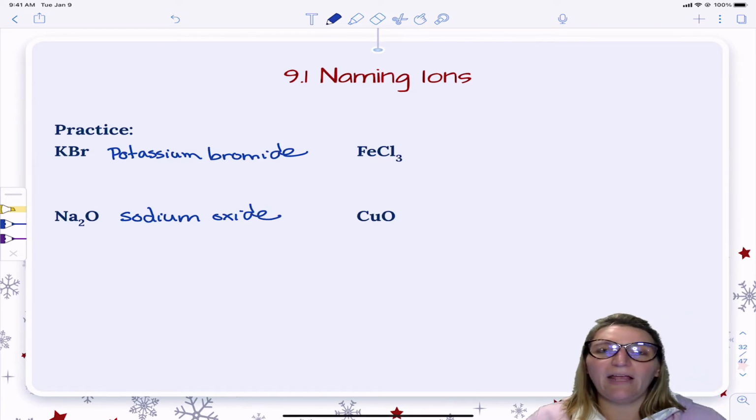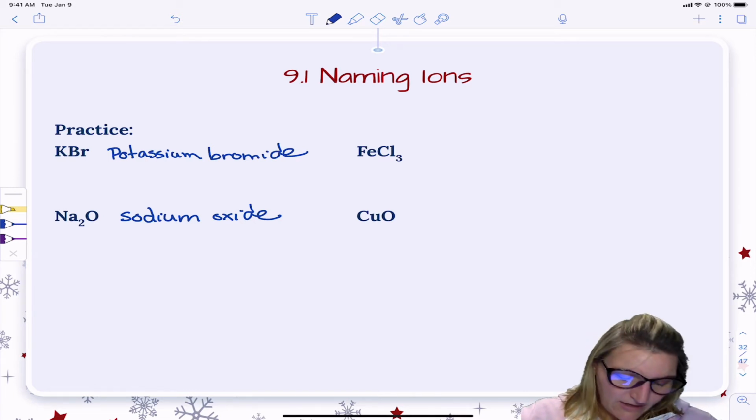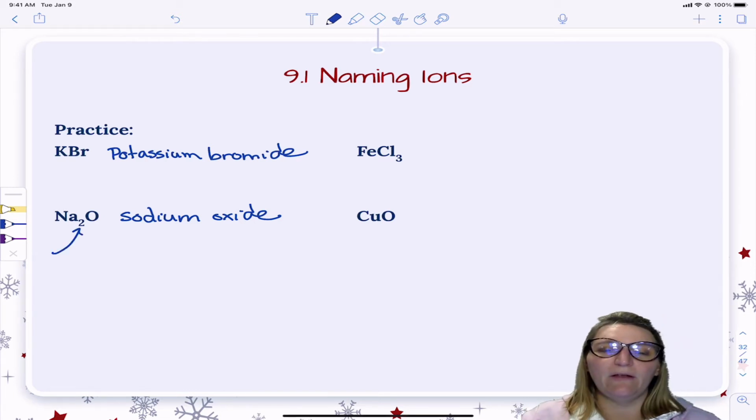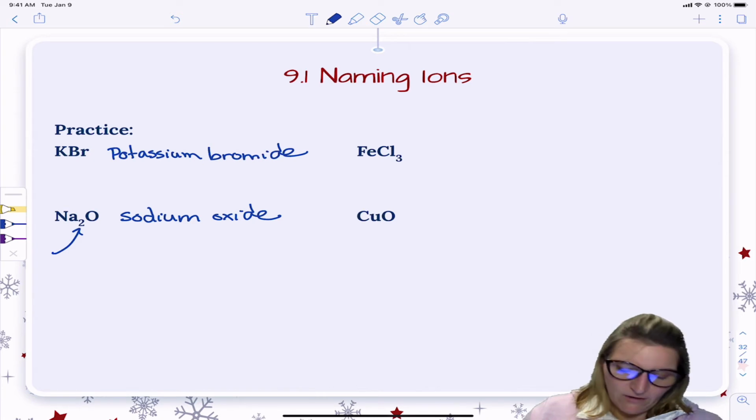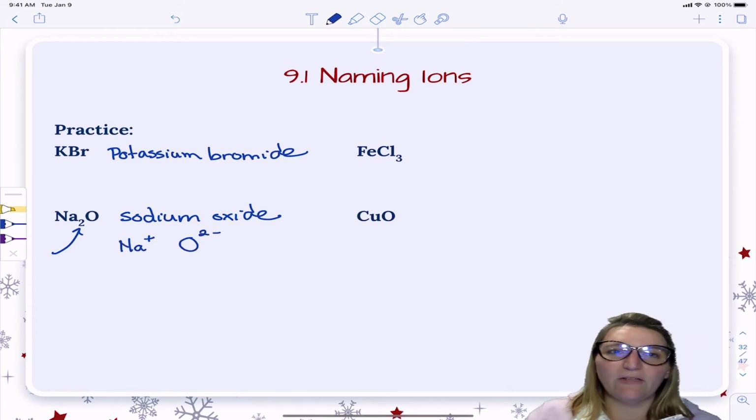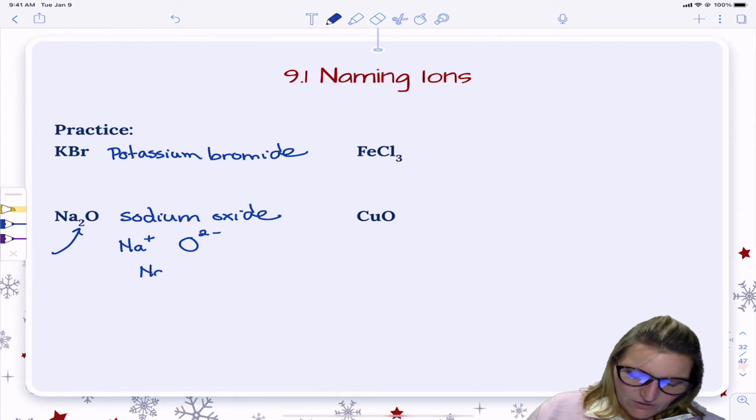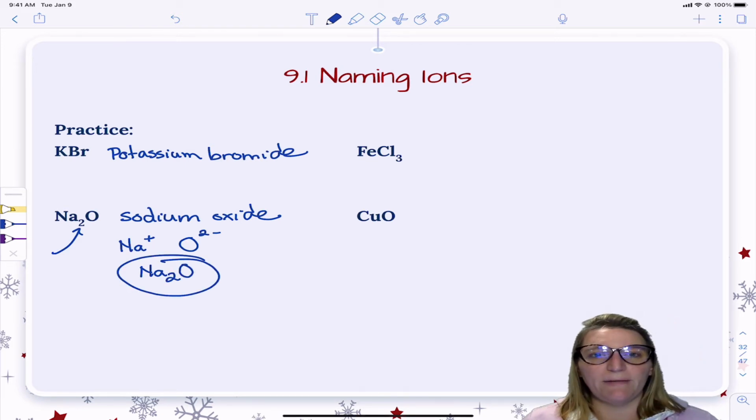And this is a mistake that a lot of students make: they want to somehow incorporate the 2 in there, like sodium 2 oxide or sodium dioxide or disodium oxide. But there's only one way for sodium, which has a +1 charge, and oxygen, which has a 2- charge, to come together to make a neutral compound. I don't need to say anything other than sodium oxide, because if I say sodium oxide, everyone is going to know that must be the formula.